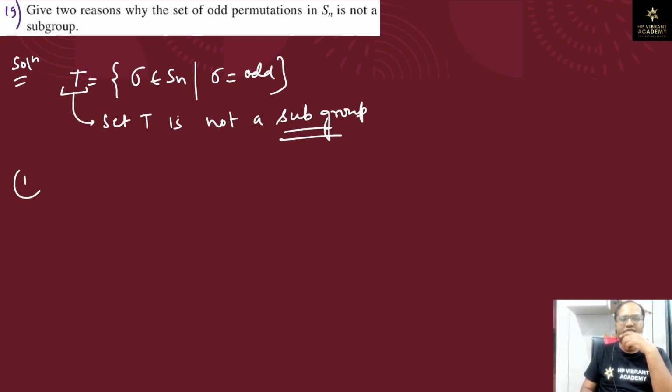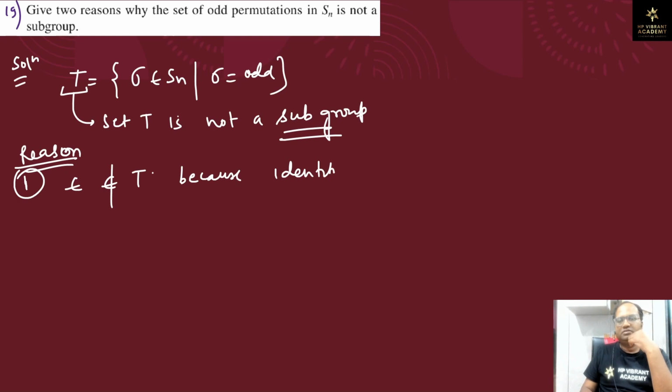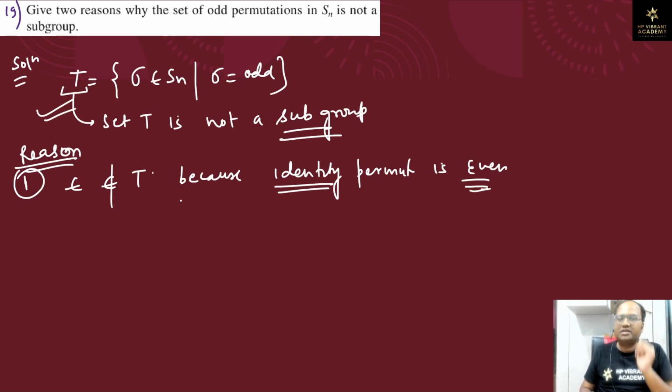Okay, so the first reason is: identity does not belong to T, because what is identity? What is the length of identity? The length of identity is 1. So the identity permutation is an even permutation. So the identity is an even permutation, so it will not lie in the set T. That is the first reason.